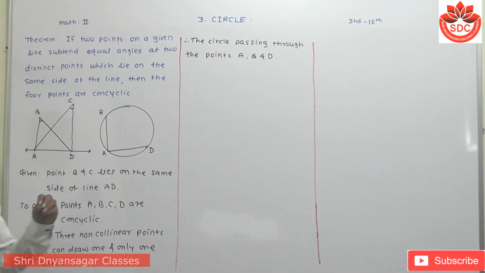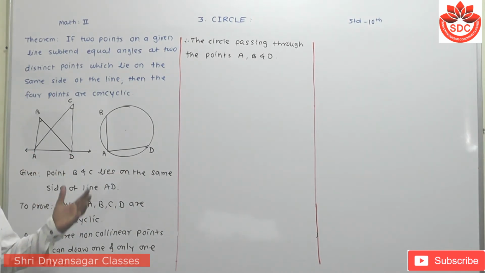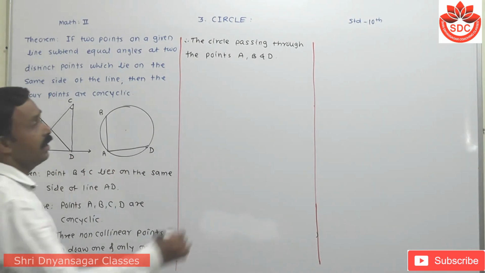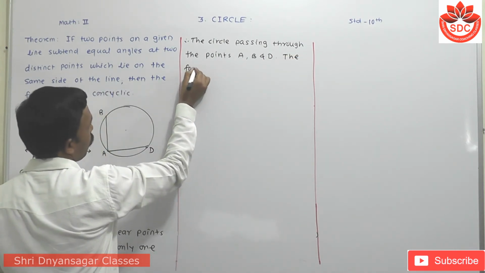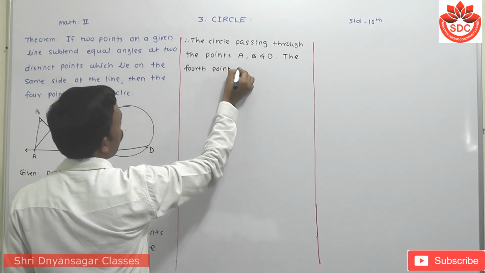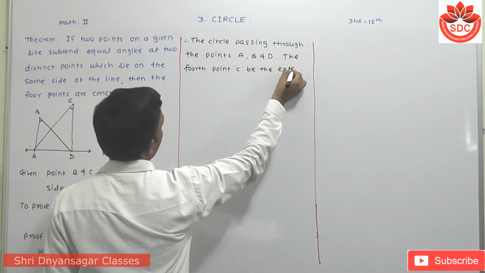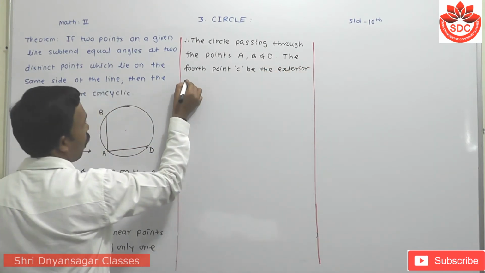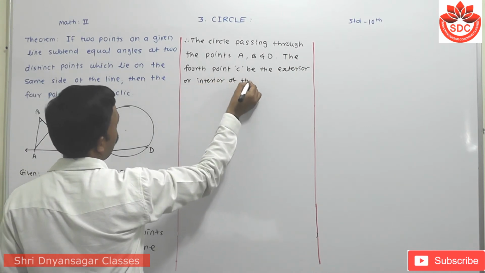Now, suppose that the point C is the exterior or interior of the circle. But let this point C mean that the fourth point C be the exterior or interior of the circle.